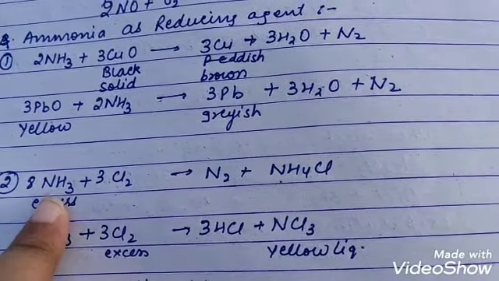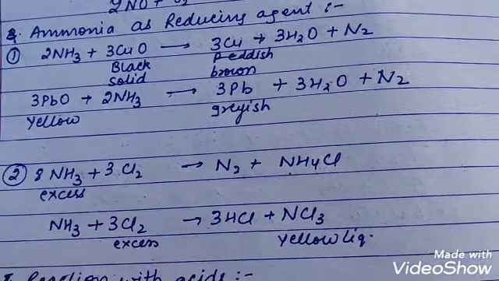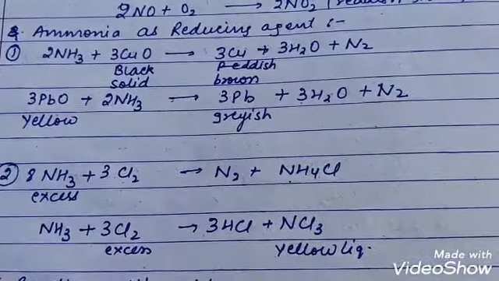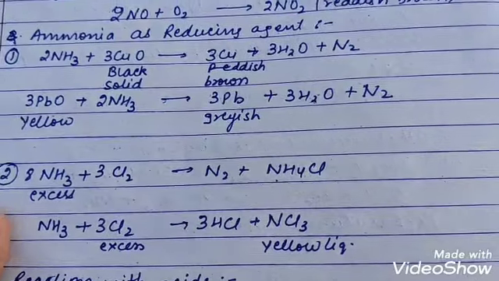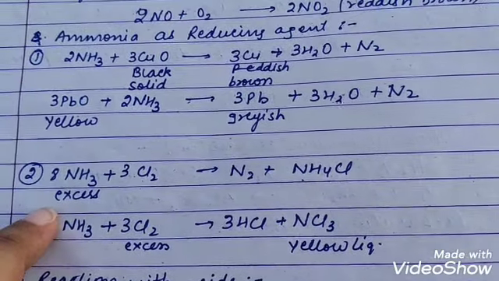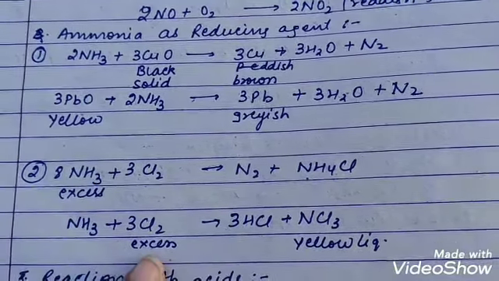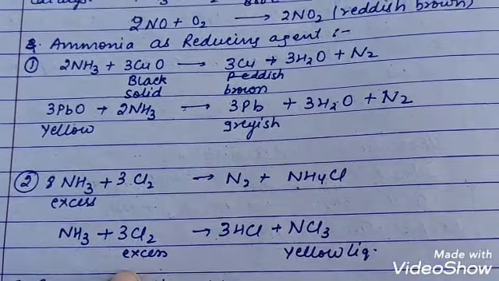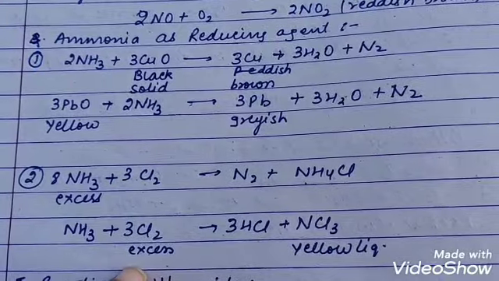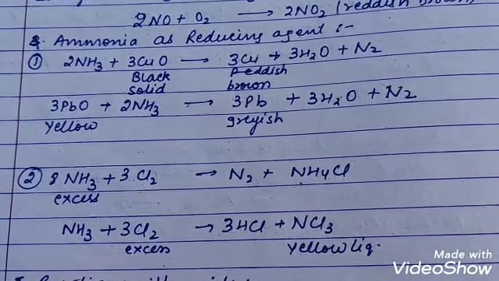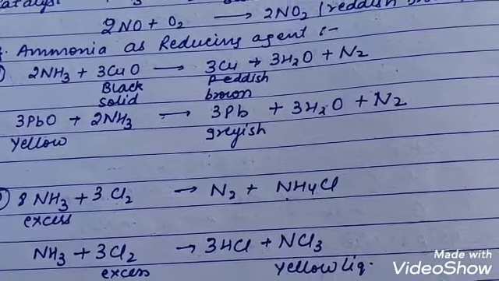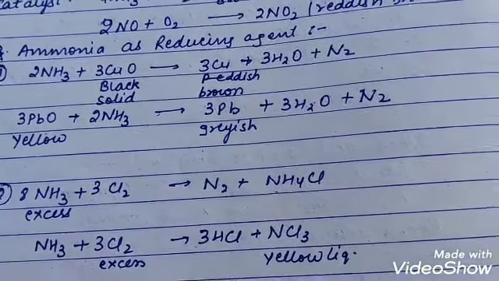So here ammonia will give hydrogen. But this is a very important reaction. This reaction takes place in two ways. First, ammonia can be in excess. Second, chlorine can be in excess. So how can you identify whether ammonia is in excess or chlorine is in excess? You have to learn the reaction with its balancing.